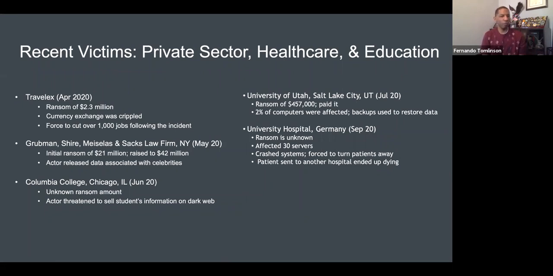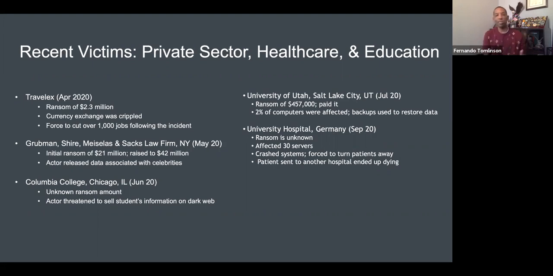Currency exchange was crippled. So again, talk about forcing people and forcing their arm. Now, the result of this is they were forced to cut over 1,000 jobs, right, following the incident. But I guess they're surviving. I don't get to see all their internal stuff, but certainly it affected them if they had to turn around and cut jobs. So we have a law firm, initial ransom of 21 million, right?